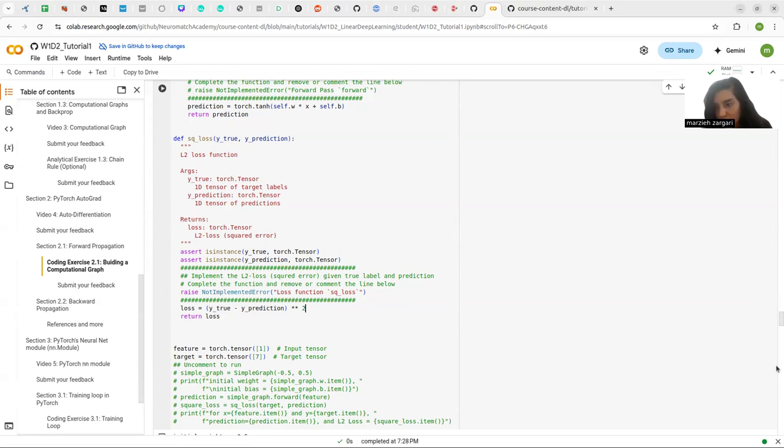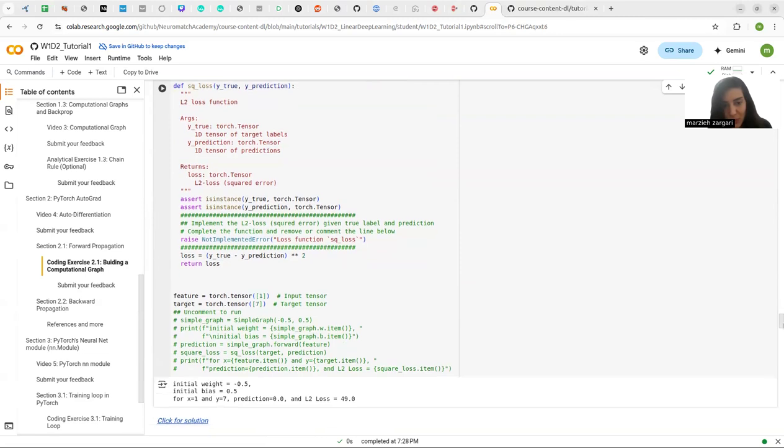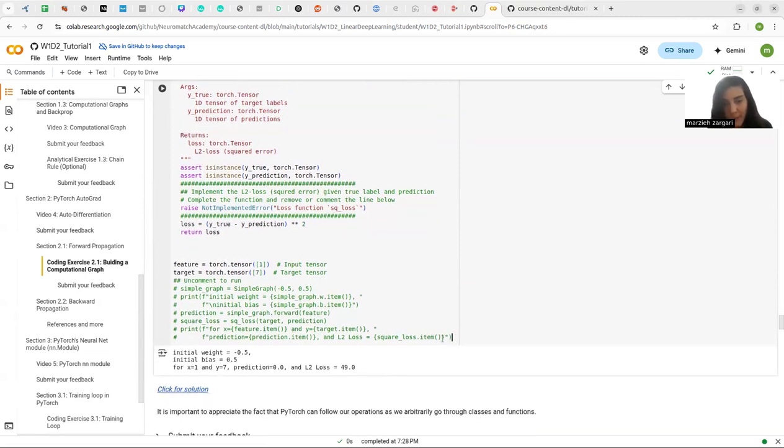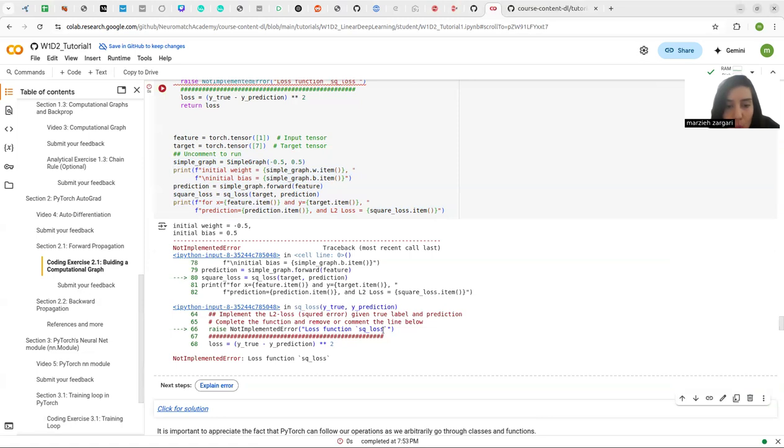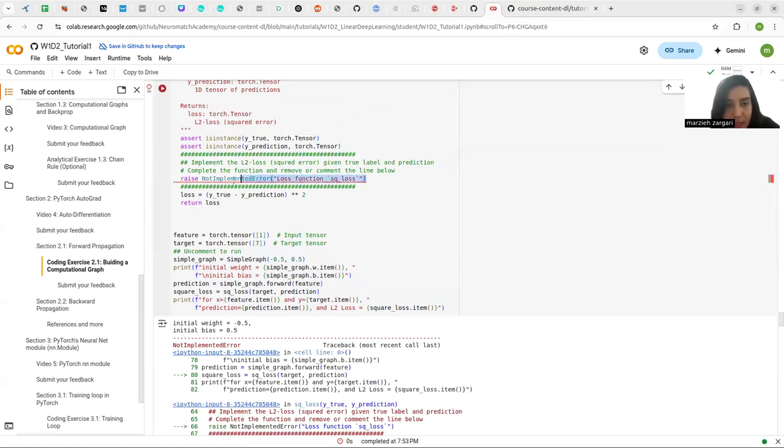Then we're going to move to the next section, which we're going to call our class, and see how it works. Our loss function, square loss. I guess I have to comment this section.